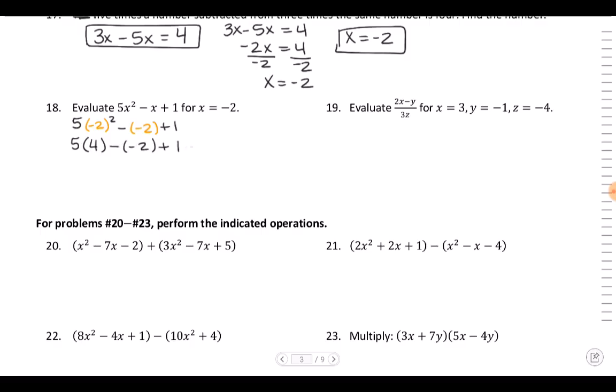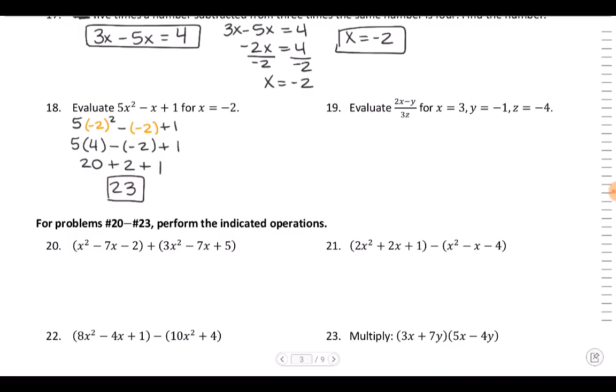Okay. Now after exponents, then we do multiply and divide, right? From left to right. So I see that I have 5 times 4, which is 20. And then I have minus negative 2, which I'm going to write as plus 2, plus 1. And then we need to add from left to right. So 20 plus 2 is 22, plus 1 is 23. So we evaluated and we got 23.